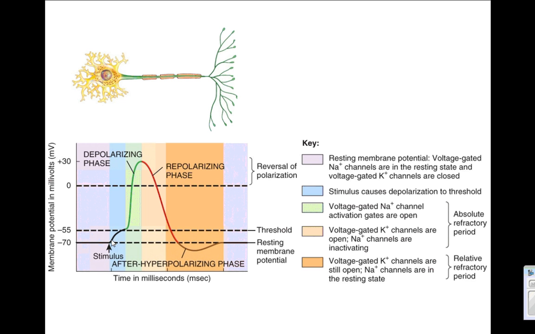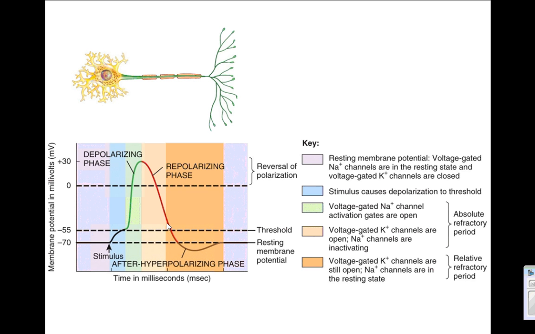Here a stimulus causes some channels to open up. Local potential occurs. We reach threshold. Sodium channels are open at a high clip, voltage gated that is. Sodium rushes in. Somewhere around positive 30, 35, we top out. Those voltage gated sodium channels close. Potassium channels open. Potassium rushes out.